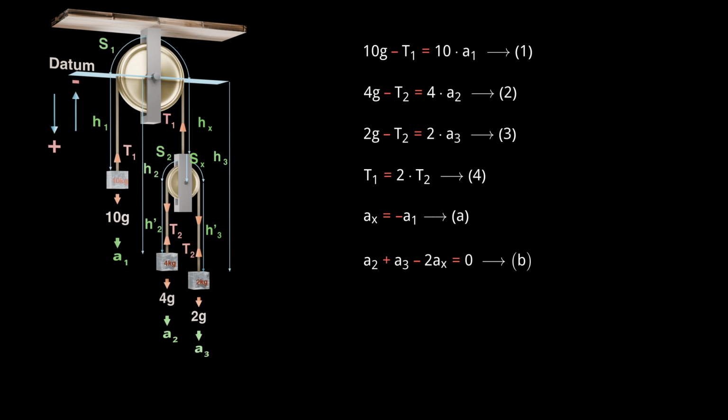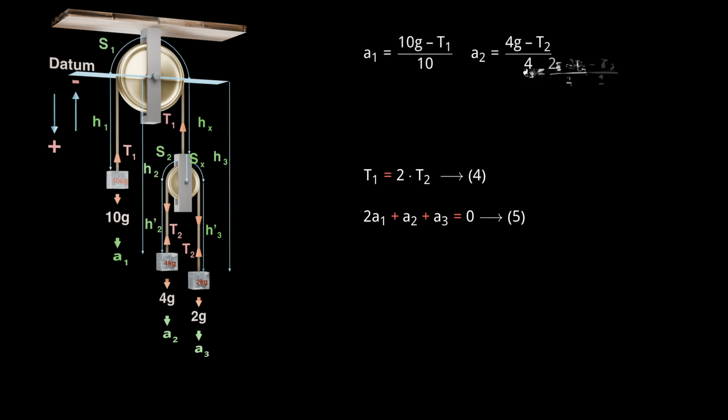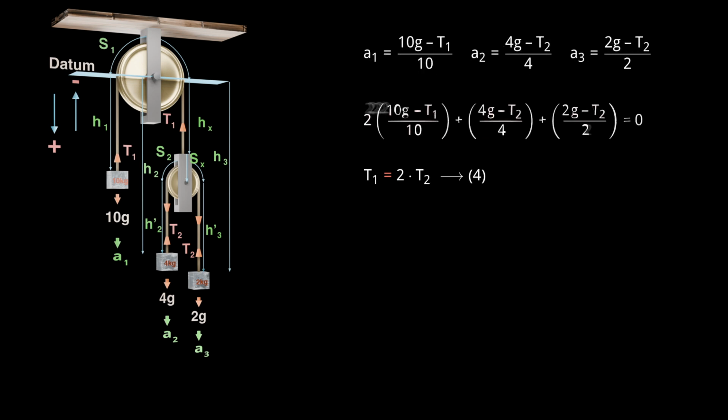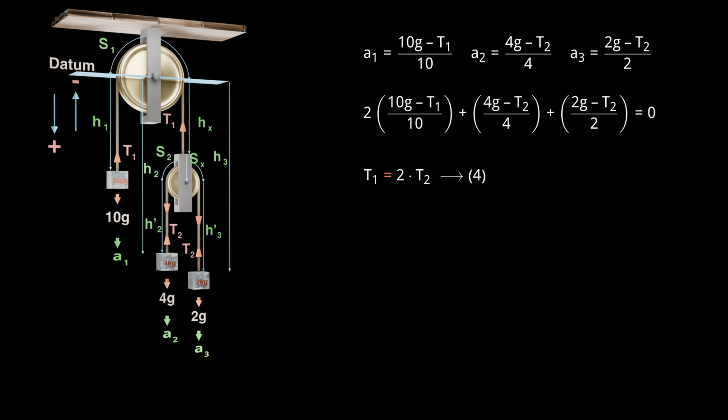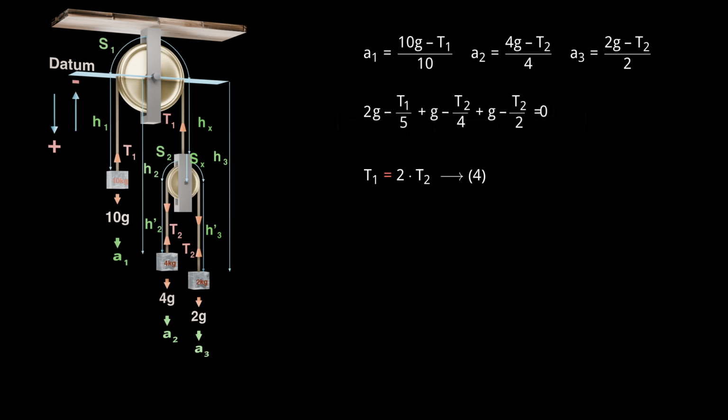The acceleration Ax is essentially the additive inverse of A1. Therefore, in equation B, we can replace Ax with minus A1. This substitution not only simplifies the equation by eliminating Ax, but also expresses the relationship between the accelerations directly in terms of A1, A2, and A3. This is due to the constraints imposed by the ropes in a pulley system. We can express A1, A2, and A3 in terms of T1 and T2 as follows. By substituting these expressions for accelerations into equation 5, we obtain an equation that involves only the tensions T1 and T2.